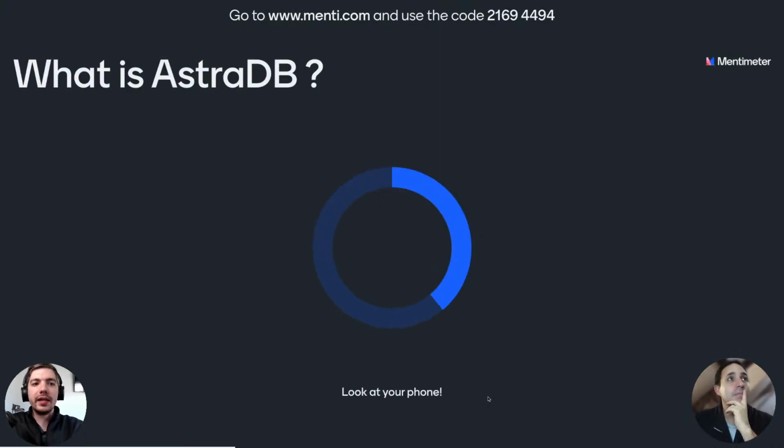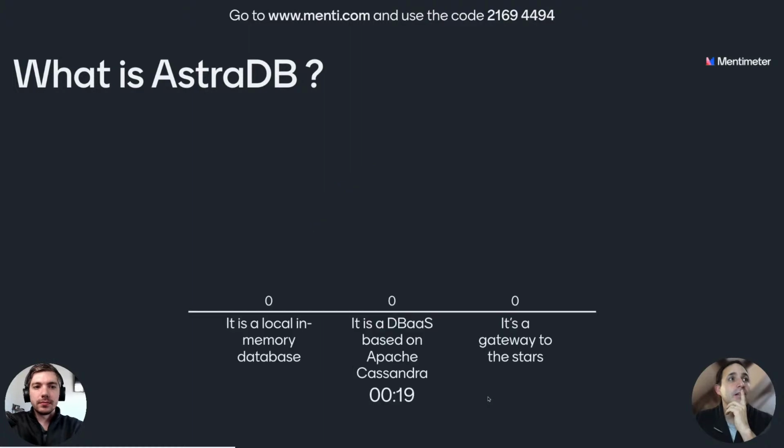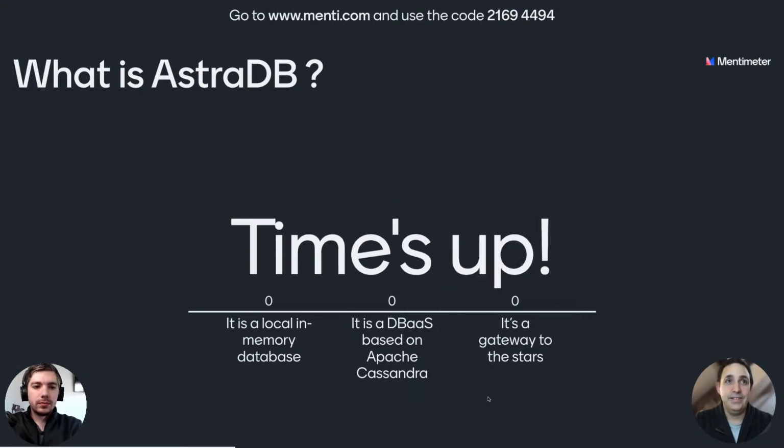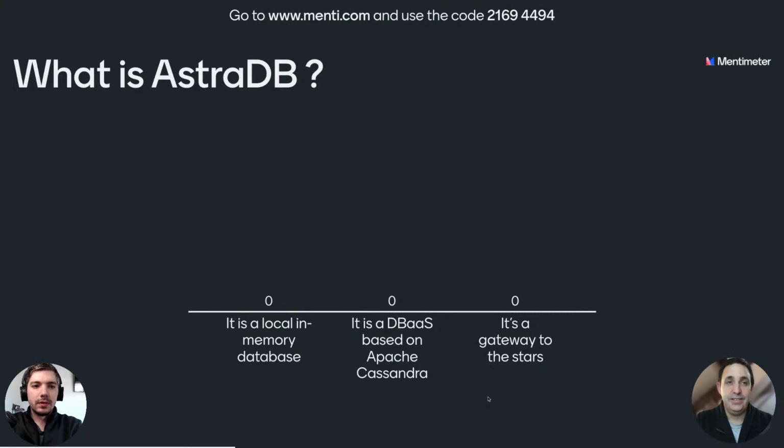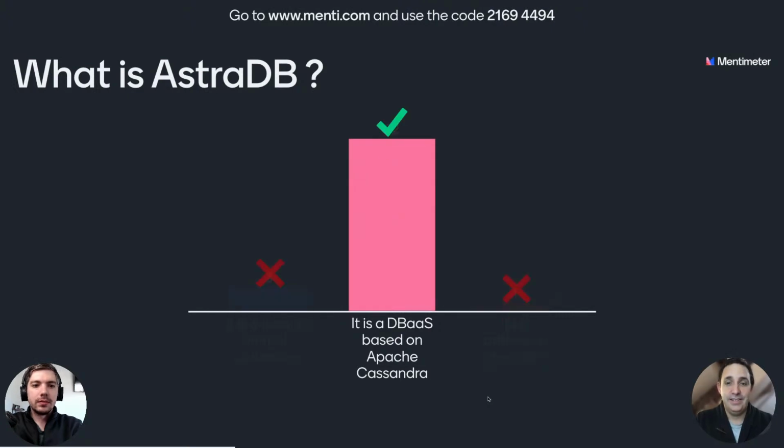First question, what is AstraDB? It is a local in-memory database. It is a database as a service based on Apache Cassandra, or it's a gateway to the stars. All right. Yes, most people got that correct. It is a database as a service based on Apache Cassandra.